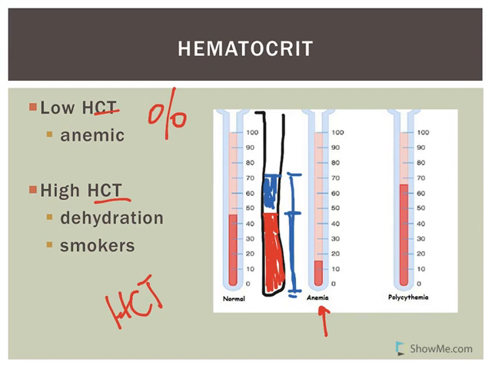So either can cause issues. High hematocrits can increase blood viscosity, which could affect blood flow. With low hematocrits, if you don't have enough blood cells, your oxygen carrying capacity is going to be affected.